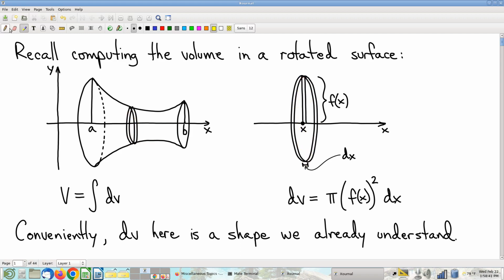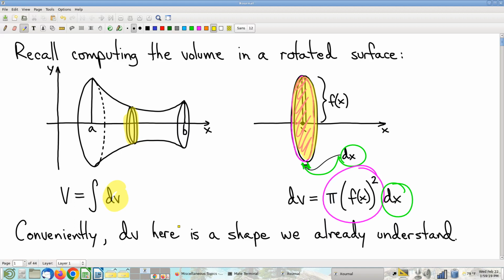For example, this slice here, forgive me for a second while I try to draw this, but this slice here is this area times whatever the thickness is. Right? So cross-sectional area times thickness gives me that little piece of volume dV. Look familiar?